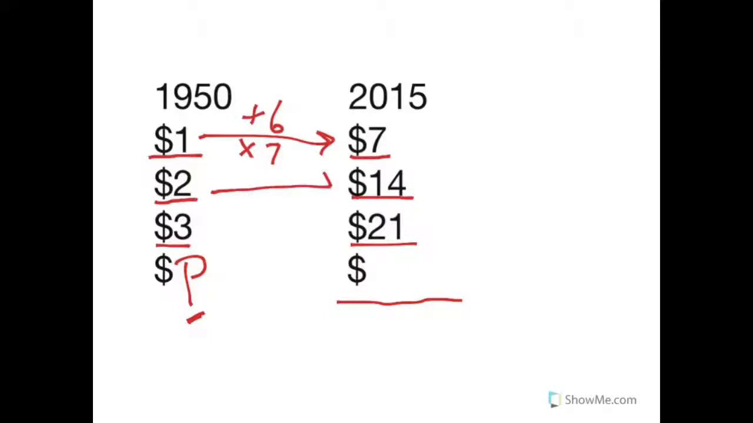But to get from $2 to $14, 2 plus 6 is not 14. So that's obviously not right. But 2 times 7 is 14. 3 times 7 is 21. So our algebraic expression would be P, the price in 1950, times 7. Okay, let's keep going.